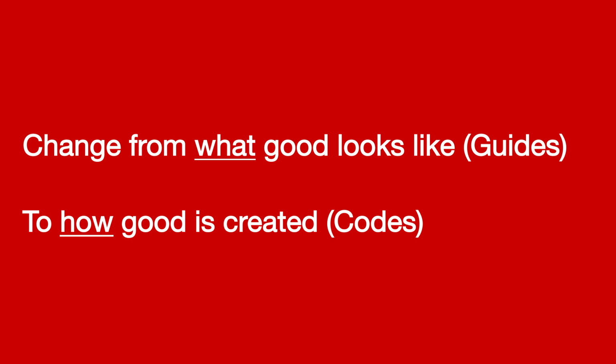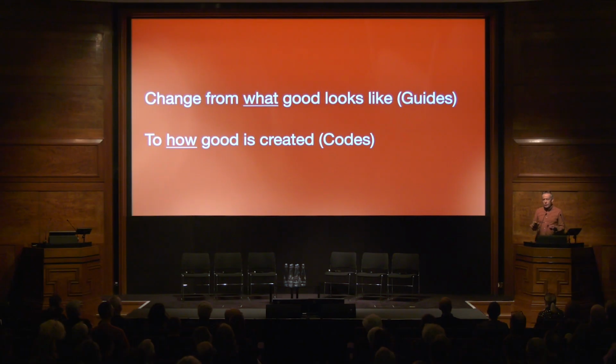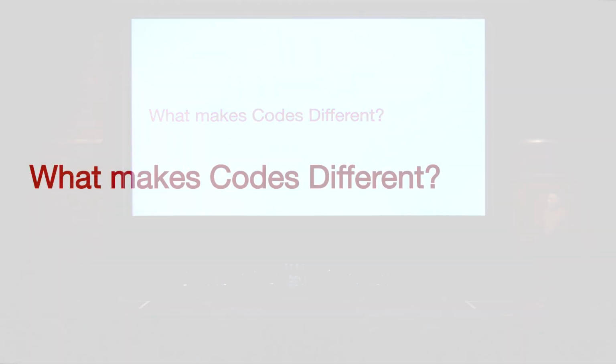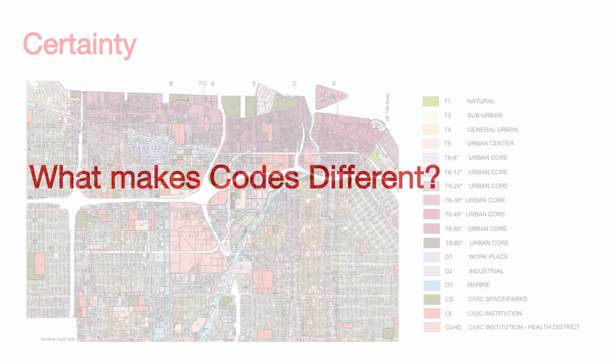And the key thing about a guide is that it focuses on what we think good design should look like. The key thing about a code is it focuses on the process by which that good is created. And that's the fundamental difference. So what makes a code different?